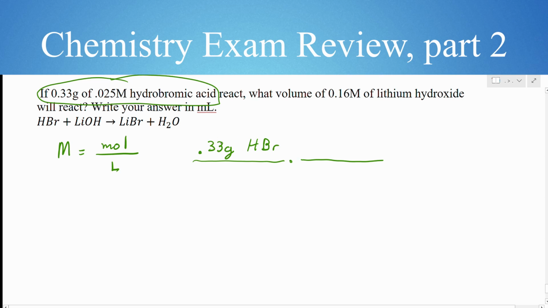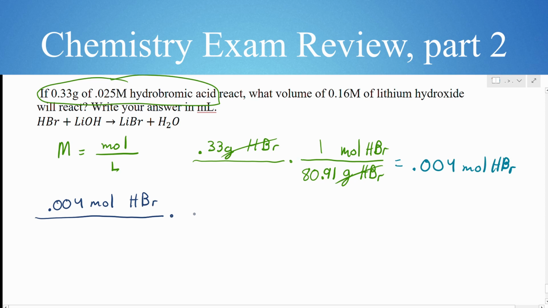Okay, so first let's convert 0.33 grams of the acid into moles of the acid. Okay, so we want to cancel out grams, so we'll put grams of HBr on the bottom and moles of HBr on the top, so that grams can cancel out. Now we're going to use the molar mass of HBr, so in 1 mole of it, there are 80.91 grams of it. And this is going to give 0.004 moles of HBr.